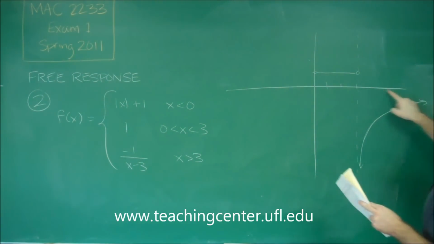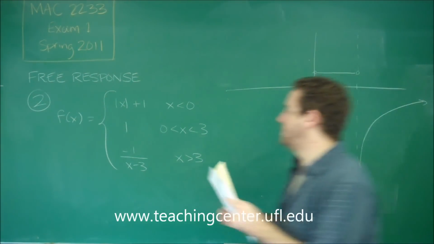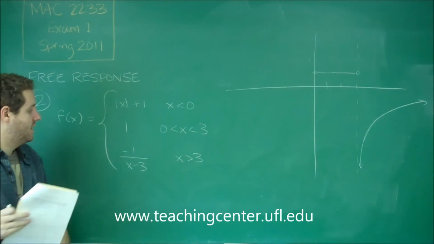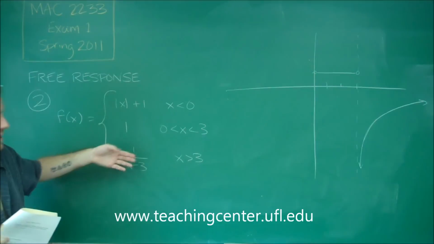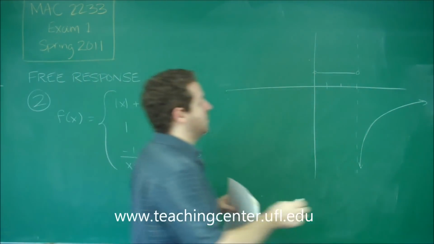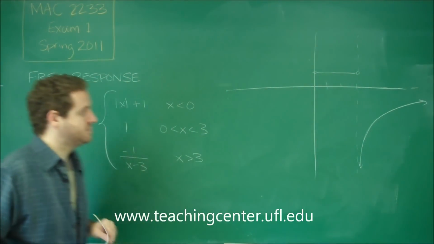Keep in mind, this doesn't actually hit the x-axis over here because we can use our limit at infinity to test that. The degree of the bottom is 1. The degree of the top is 0. We don't have any x's. The degree of the bottom is bigger. That tells you a horizontal asymptote of 0. So we know this could not cross that line there.